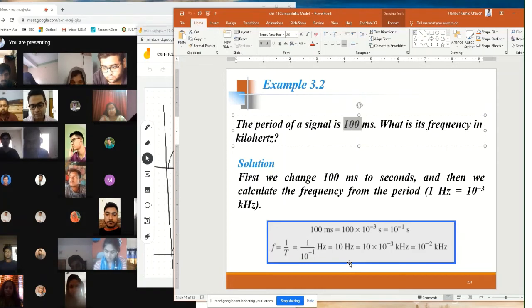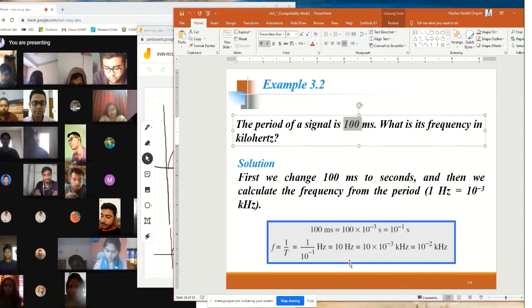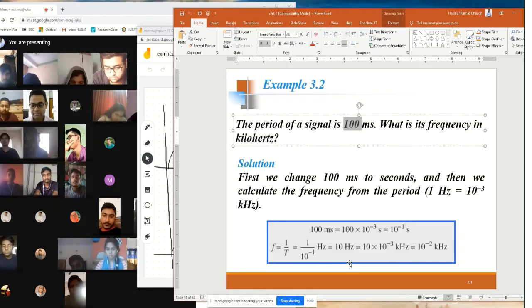Whenever you are converting from a smaller unit to the bigger unit, you have to divide. Fine. Opposite, if you want to convert from the bigger unit to the smaller unit, you have to multiply. For example, if you have 1 kilogram, and if I am asking what is the gram, then you have to multiply by 1000 to make it from kilogram to gram. So whenever you're converting any unit from bigger to smaller, you have to multiply. Whenever you convert a unit from smaller to bigger, you have to divide it. Very simple rule.